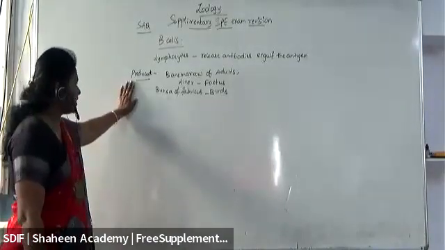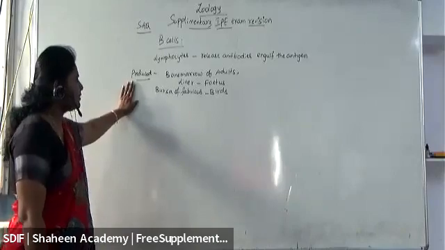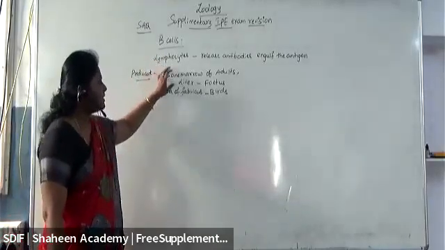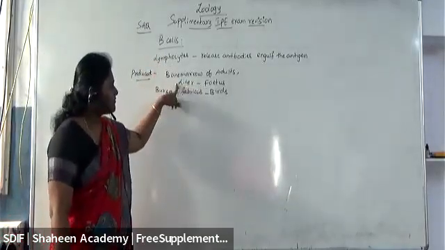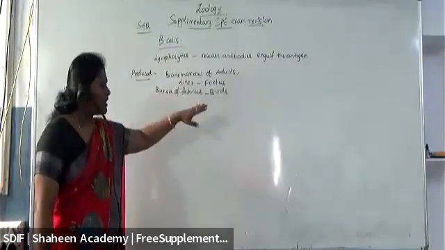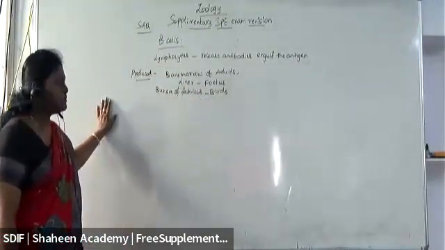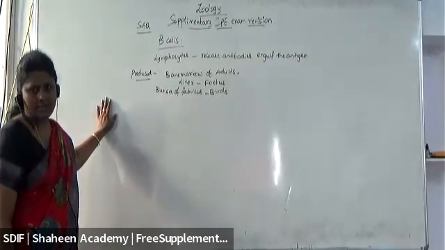So B cells, where are they produced? B cells are produced in the bone marrow of adults, and in case of fetus, in the liver, and in birds, they are produced in the bursa of Fabricius.